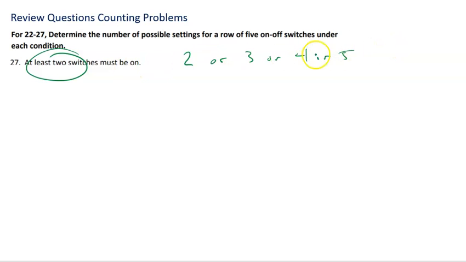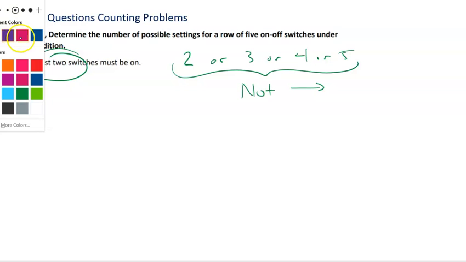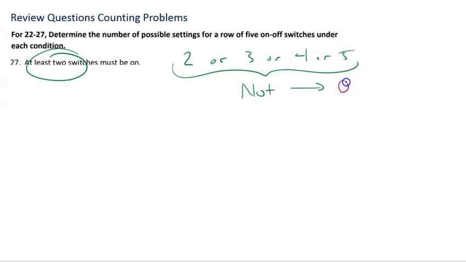Now, we could try to calculate that, but oh my goodness, it would be so much easier to do the complement. And the complement of this is actually, let's think about it. What does it mean to be not 2 or 3 or 4 or 5? Not 2 or 3 or 4 or 5 means 0 or 1. Okay, now to do that, you have to find the total number of possibilities. So you take the total number of possibilities for your switches, which we've already calculated, and minus 0 switches on or 1 switch on.